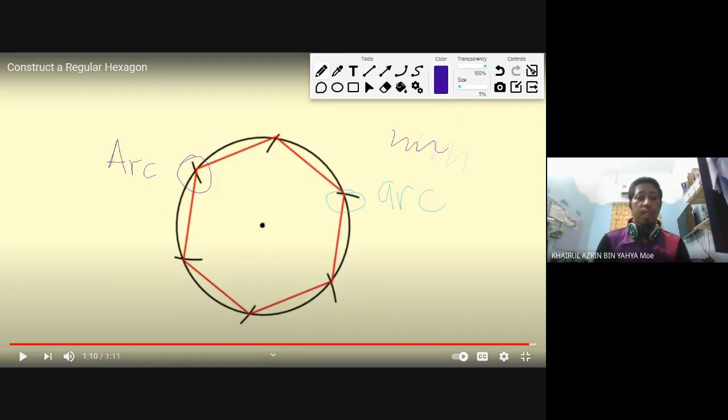So in exam, after you complete your drawing, after you construct the regular hexagon, do not erase anything, especially the arc. Because the arc means you have used your compasses. If you erase this arc in exam, you will get no marks, 0 marks. Make sure you do not erase anything after you complete your drawing to get the full mark. Okay, understand? So I stop this video.